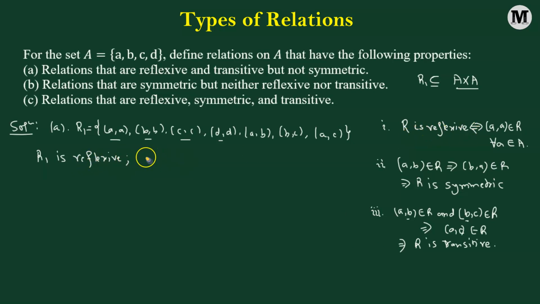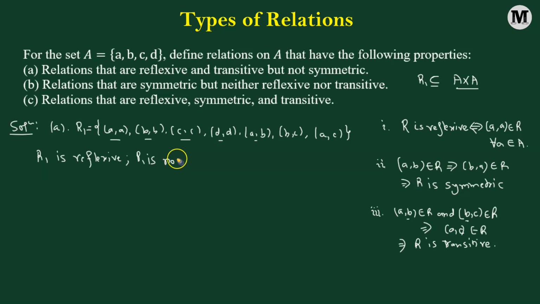Next, let's check for symmetry. Symmetry says that if we pick up any ordered pair (a, b) from the relation, then (b, a) must also be present in that relation. The first four are fine. If we pick up (a, a), definitely (a, a) is present. But if we go to the ordered pair (a, b), we see that (b, a) is not present in the relation R1. So this means that R1 cannot be symmetric.